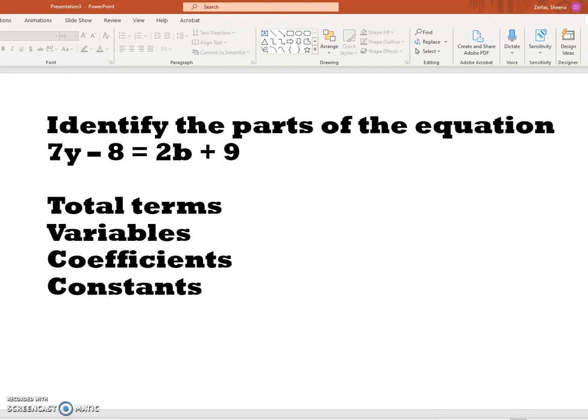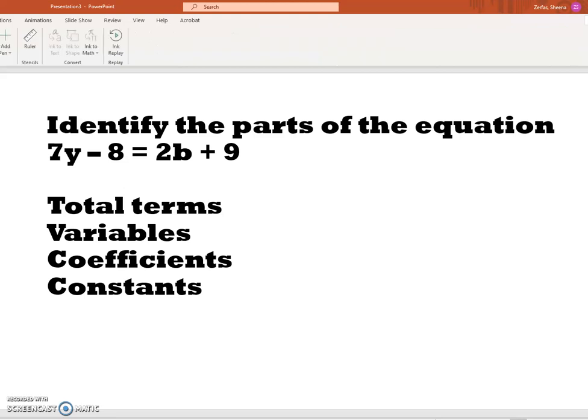The first thing I'll identify are the total number of terms. So I'm just going to count how many terms there are. Okay, the terms refer to any of the parts, so 7y is one term. Each term is separated by an operator, meaning a plus sign, a minus sign, and so on. So we have 7y and minus 8. Those are 2 separate terms. And on the other side we have 2b and 9. So if we're counting the total, there are 4 pieces to this equation.